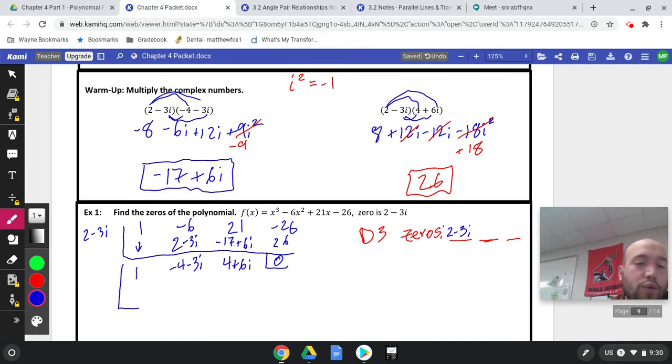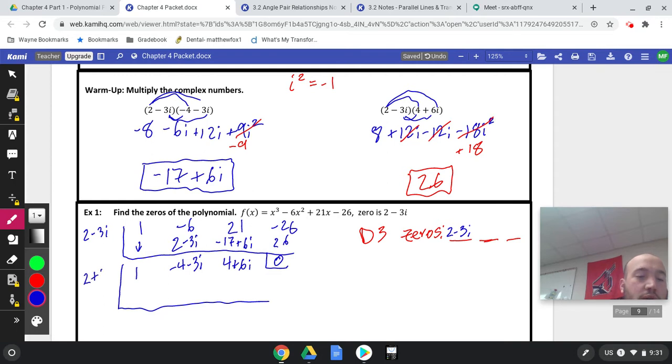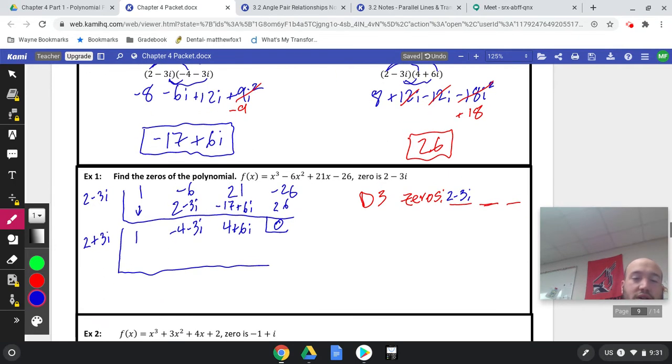Now, we know the conjugate is also a 0. So if 2 minus 3i, the conjugate of that is 2 plus 3i. Let's prove that that works. So we always start, we drop the leading term, which in our case is a 1. 1 times 2 plus 3i is 2 plus 3i. We add straight down. The 3i's cancel. We're left with negative 2 here. We multiply again. Negative 2 times 2 is negative 4. Negative 2 times 3i is negative 6i. All this will cancel, and we're left with a 0. So yes, 2 plus 3i does work.